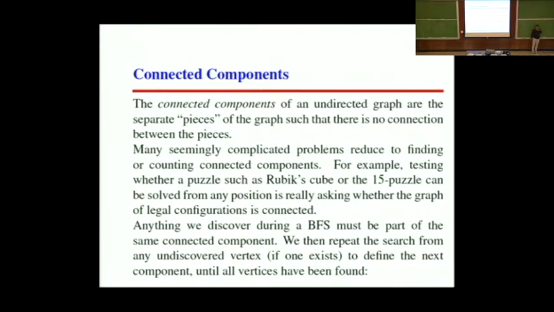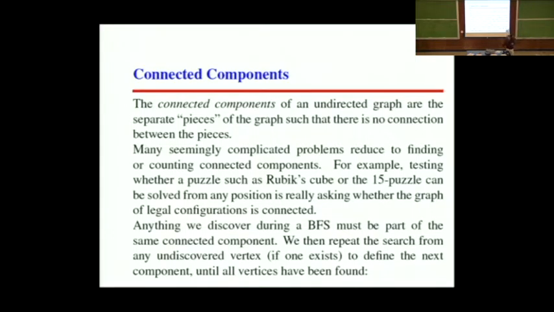Does everybody see that? So how do I find connected components in a graph? Basically, anything that I discover in a breadth-first search must be part of the same component. If I then repeat it from any undiscovered vertex, I will find the next component. Does everybody see that?